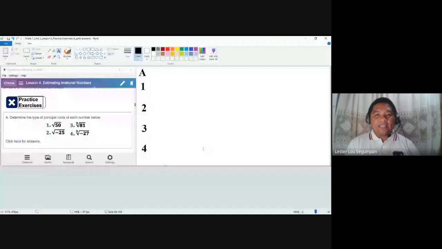We have 4 items here. For items 1 and 2, it is concerned with the principal square root. For items 3 and 4, it is concerned with the principal cube root.